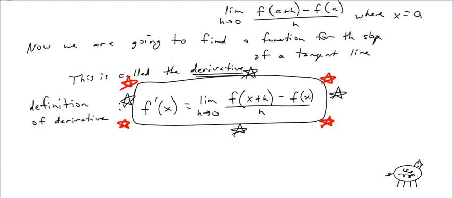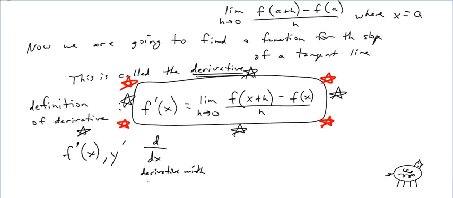Let's talk about some other notation here. Again, we have f prime of x, and this is used pretty often. We use y prime, which is used occasionally too, but then we have something called d by dx, and this is the derivative with respect to x. That's used often.